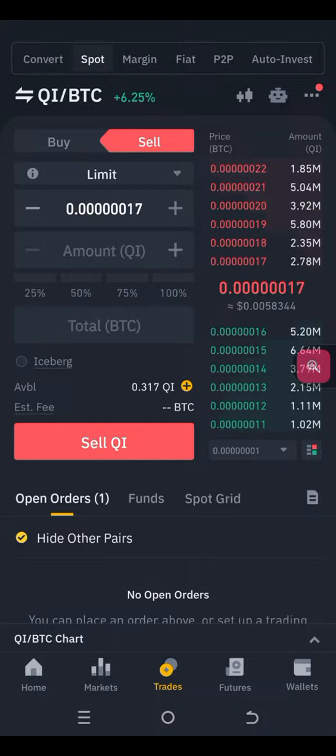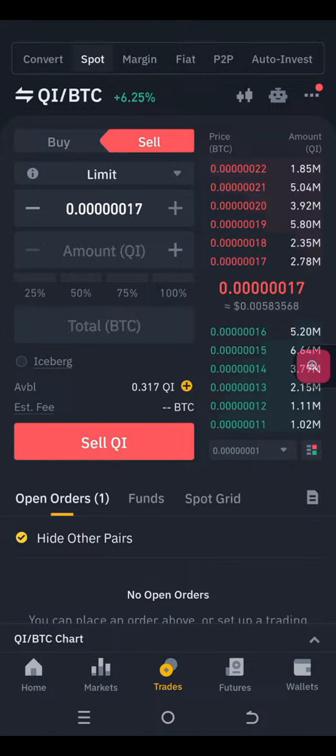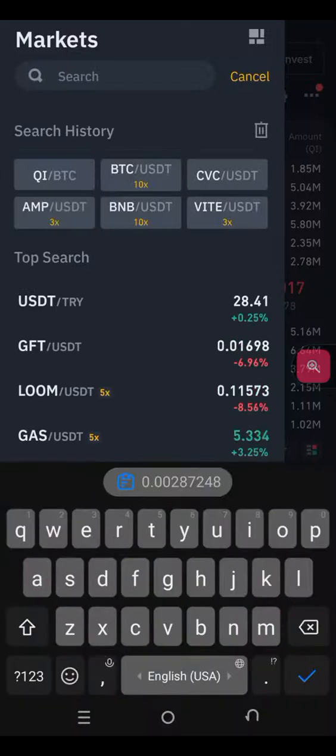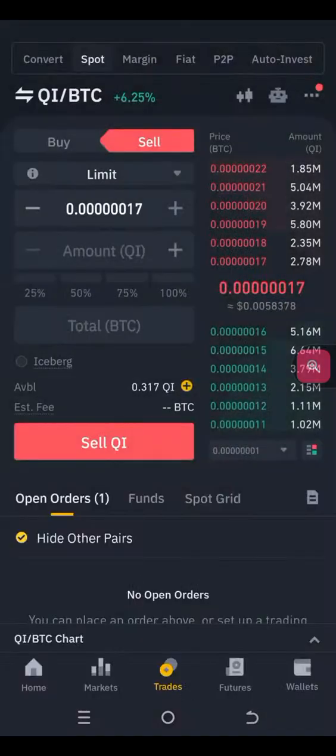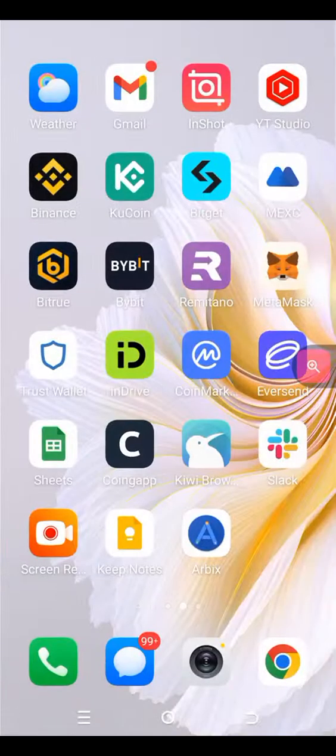Okay, so let's choose SCRT, because I just checked my instrument and I saw that it actually has some form of profit in it. So let's go and see what's going on in SCRT. So this is between SCRT BTC in Binance, and SCRT in KuCoin. So let's go over to KuCoin, right?